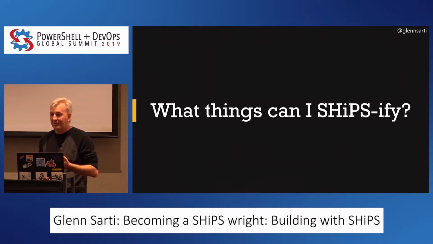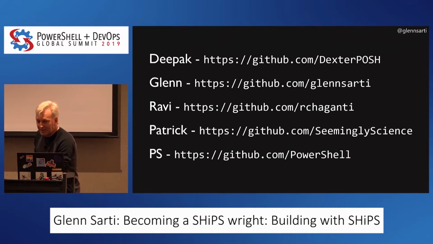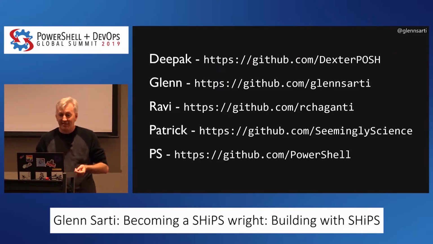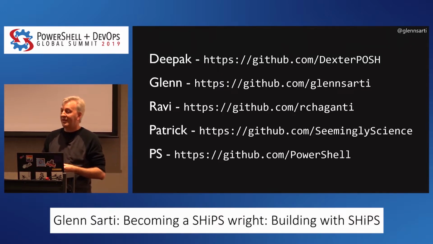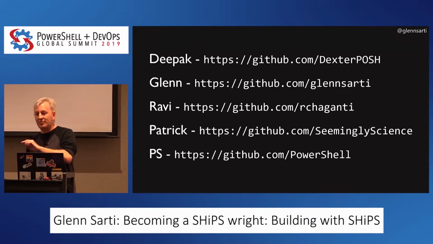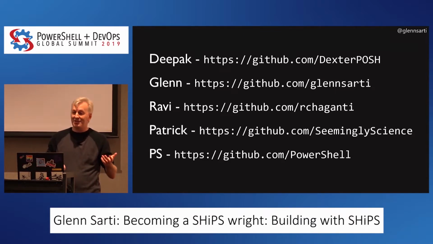So now you know more about SHiPS, but what can you do with it? What things can you SHiPS-ify? There are quite a few examples out there. Deepak has a DHCP server drive. I have a Puppet drive, which can browse the Puppet master. If you were here early enough, you would have seen the text adventure game called Pirate Booty. That's a SHiPS provider. Ravi has a bunch, including browsing the PS gallery or the event log as a drive. He even has a SHiPS module to browse other SHiPS modules, which is kind of meta. Patrick has one to browse the AST of a PowerShell script. And of course, the PowerShell team has a bunch, for Azure Drive and SimDrive.